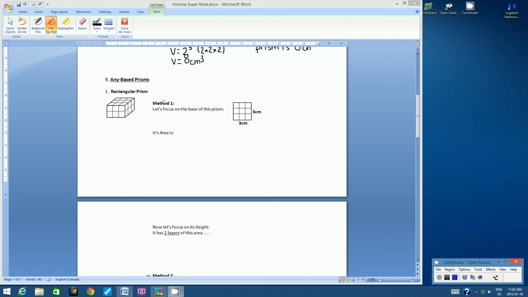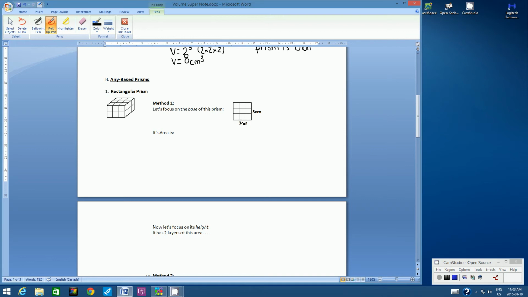Let's talk about method 1. Let's focus on the base of this prism. Whenever we're talking about method 1, the base of the prism is always very, very important. Imagine if we were looking at this prism from the top or from the bottom. If we were to flip it around, this is what it would look like. What kind of shape is this base? In this case, it's a square.